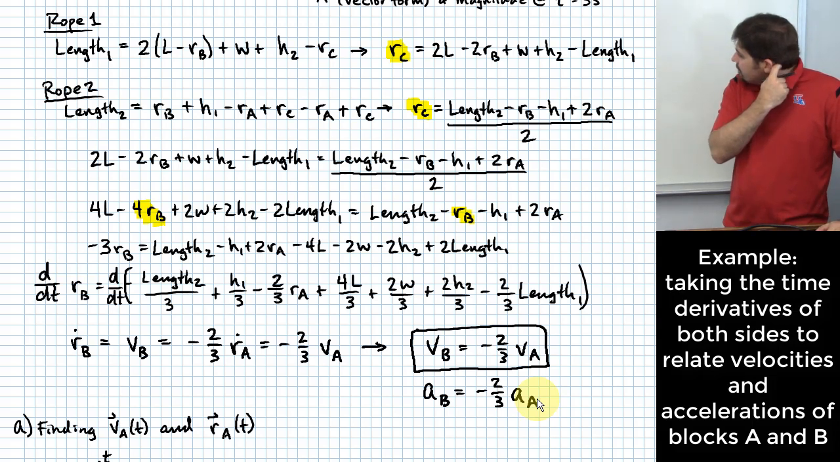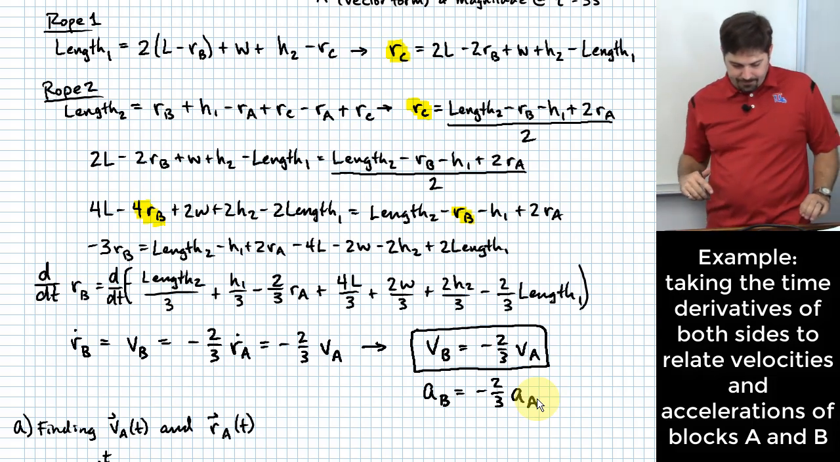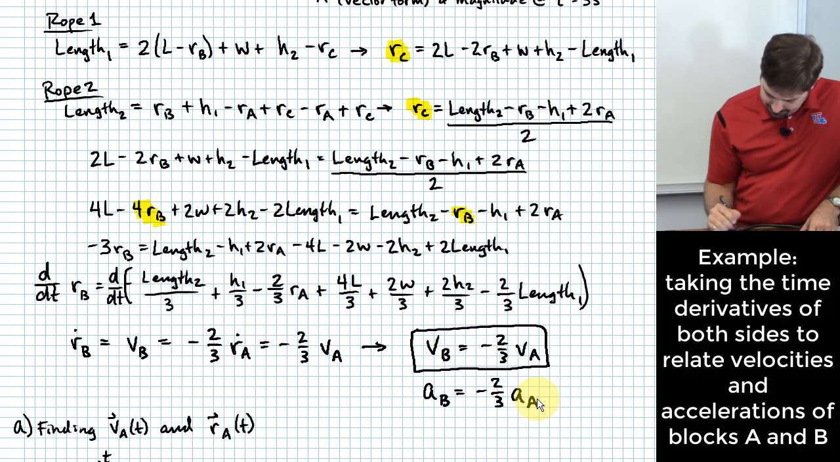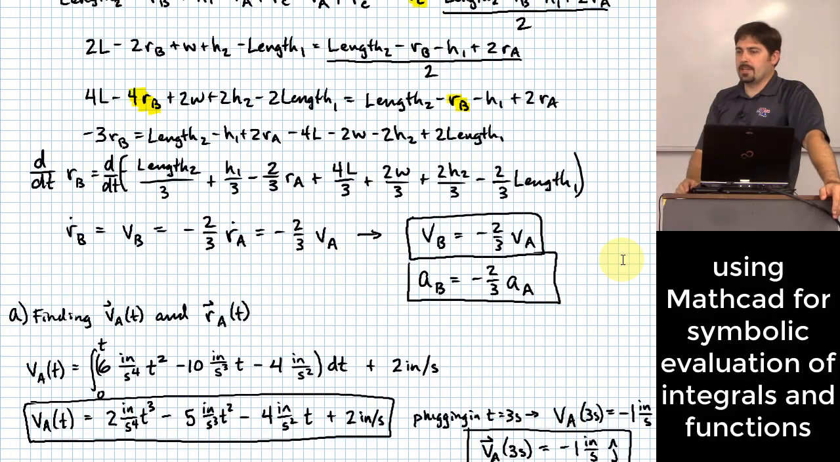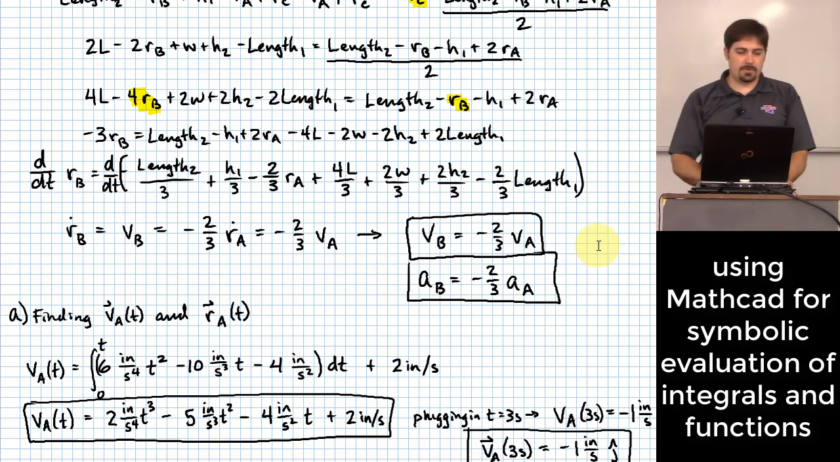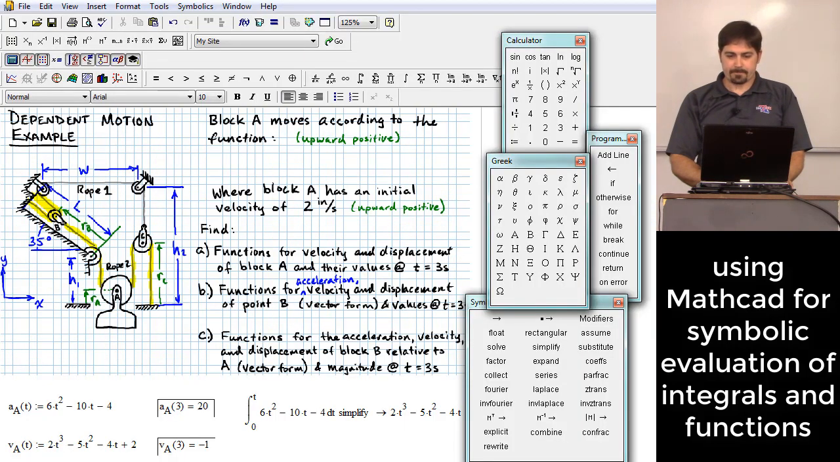Okay, well, why is this important? Glad you asked. What I'd like to do is actually finish this problem up in Mathcad, because after we get this relationship of negative 2/3, the rest of it is pretty much just plugging and chugging. There's not a lot of thinking you have to do from that point on. So to get fast results, we'll start plugging that stuff into Mathcad.